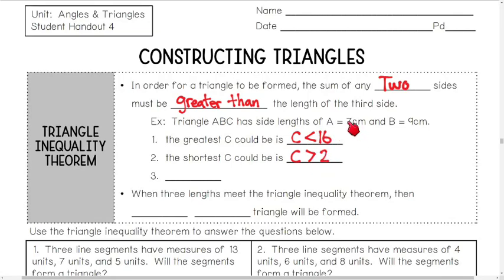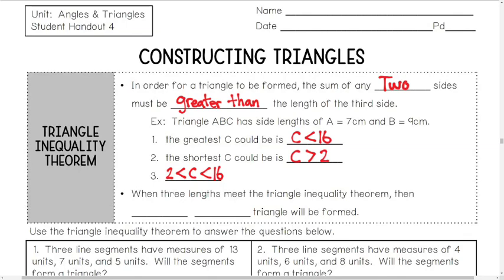Now, how did I get those two numbers? Well, first off, I just did 7 plus 9 to get 16, and then I did 9 minus 7 to get 2. So in order for this to form a triangle, C has to be greater than 2 and less than 16. We read this one: 2 is less than C is less than 16. That basically just means that it has to be larger than 2, but smaller than 16. And if it is, then it will form a triangle.